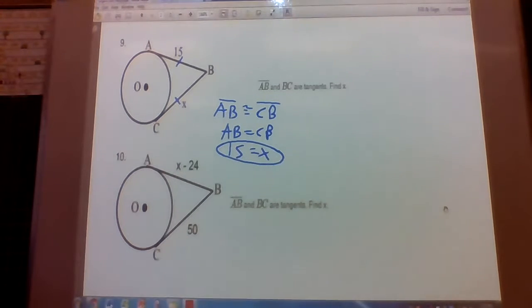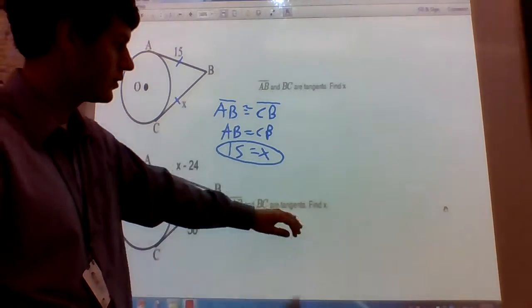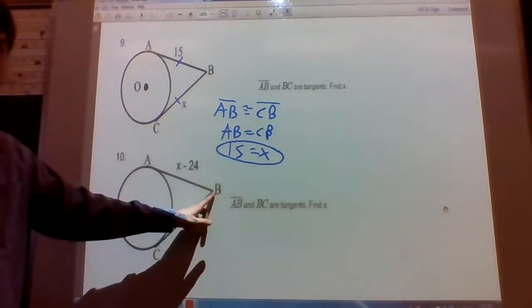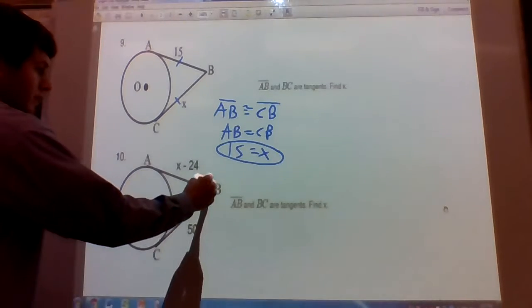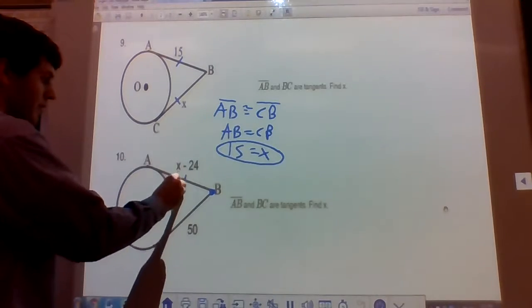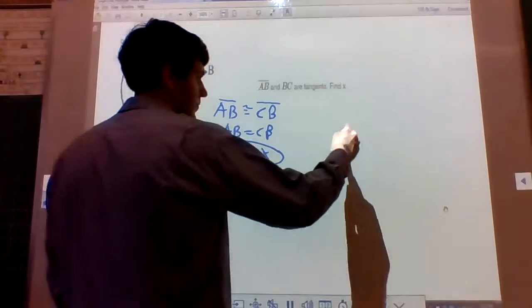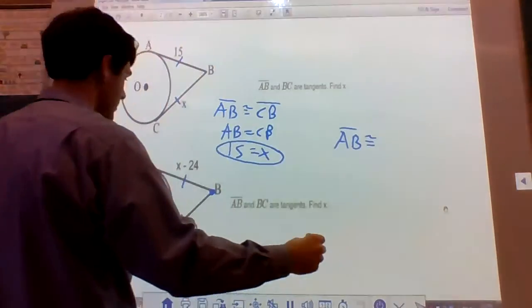Okay, same thing for 10. We have two tangent lines, right? It's telling us they're tangent lines. They meet at a point exterior to the circle, outside of the circle. Point B is outside of the circle, so it's exterior. So you have two tangent lines that meet at a point outside of the circle. So those segments are congruent. AB, again, is congruent to CB.